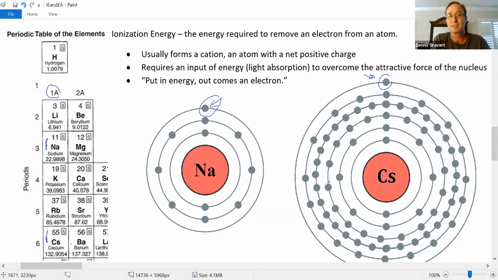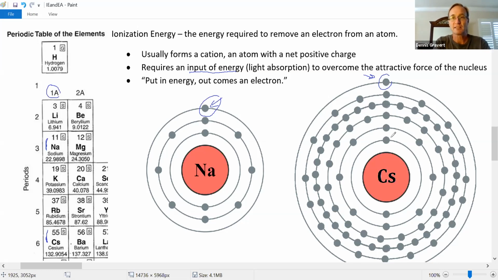Back to the question. Let's phrase the question in the sense of which one is easier to form a cation? In that case, which one has a lower ionization energy, right? Because ionization energy means I need to put in energy. I'm kind of lazy. Nature kind of likes the path of least resistance too. Which one's easier to form a cation? Which one has lower ionization energy?